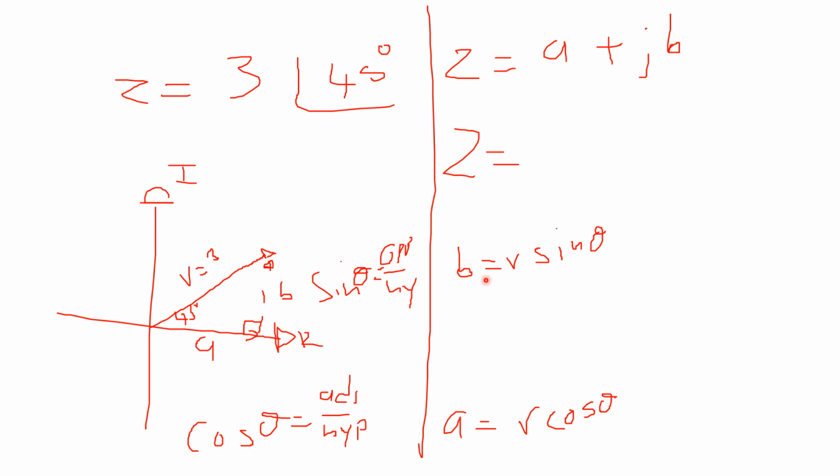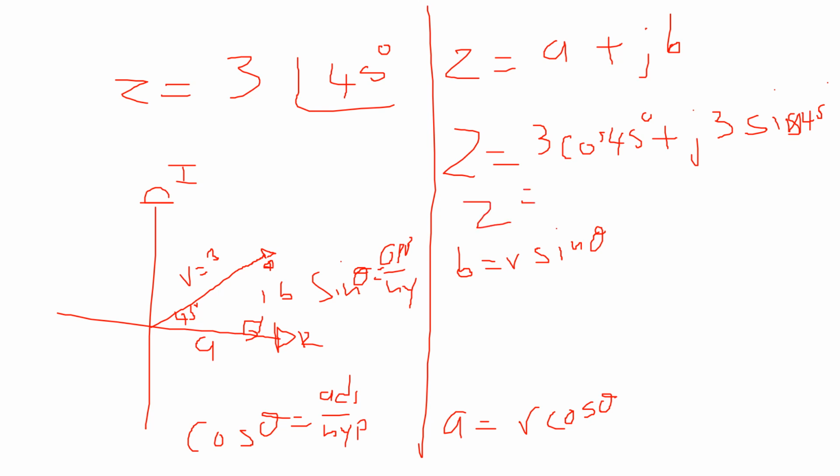So from here, when we want to write this polar form in rectangular form, we say our resultant is 3. So it's going to be 3 cos of 45, because we know A is R cos of theta. And then the coefficient of j here is B, which is going to be 3, because R is 3, sine of 45.